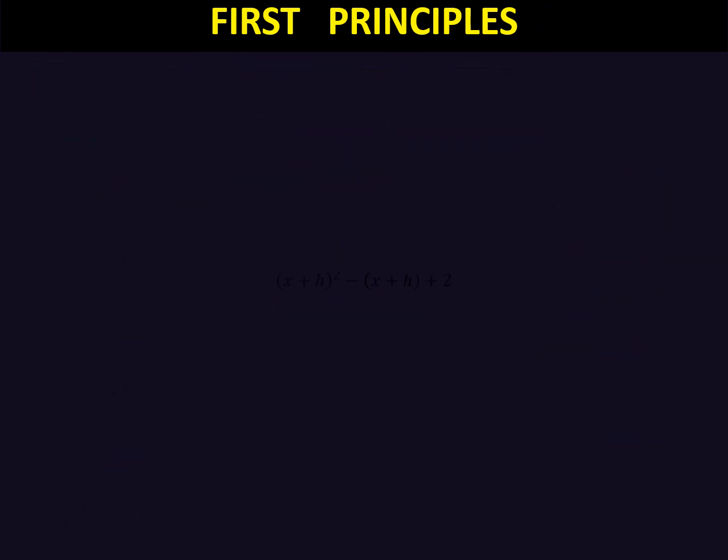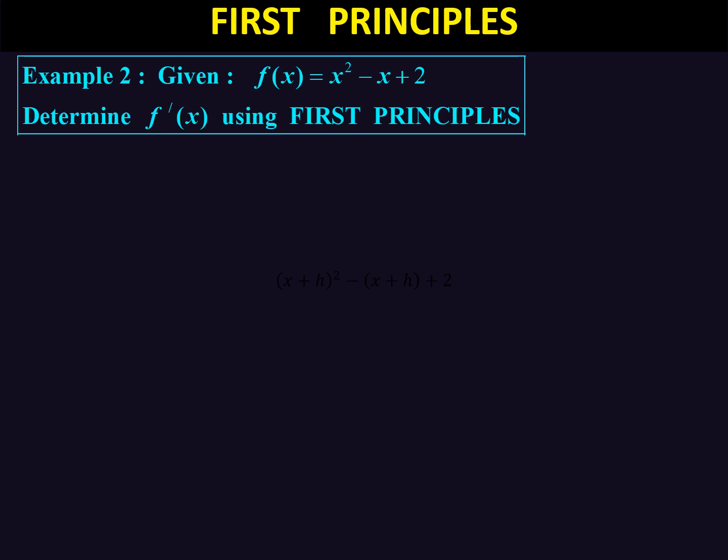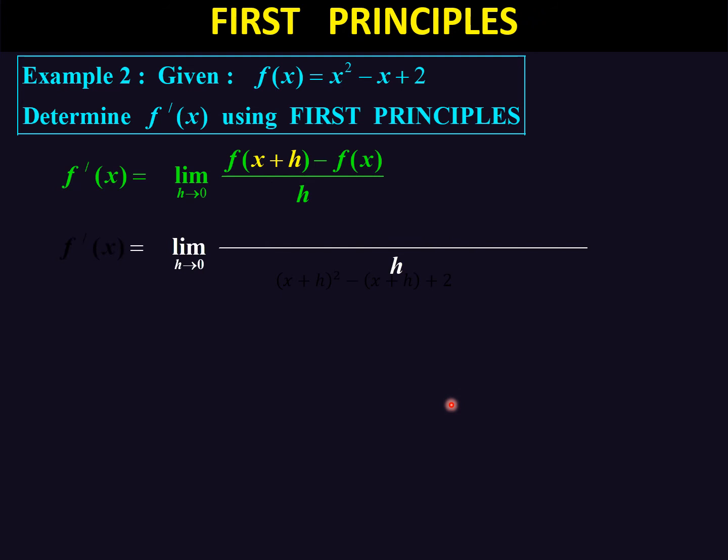Let's look at the second example. f(x) is equal to x squared minus x plus 2. There we have a quadratic expression. We want to determine the first derivative using first principles. So we start with the definition. As you can see there's the definition. The definition is given on the information sheet. So let's write down limit. Draw a line straight through over h. As h approaches 0, h always approaches 0.